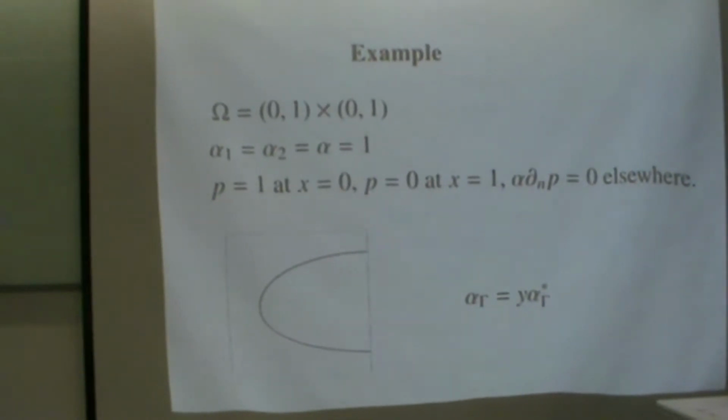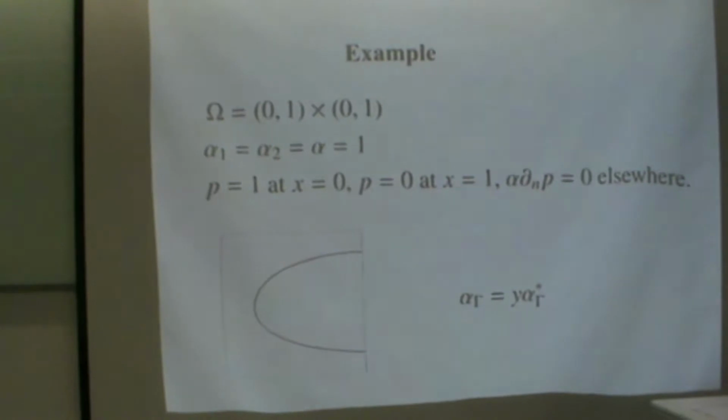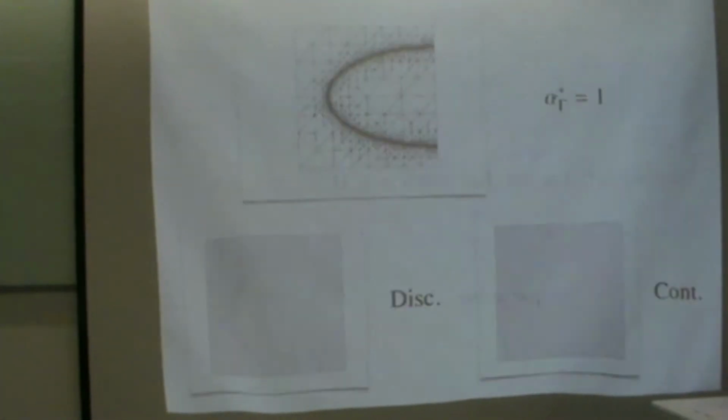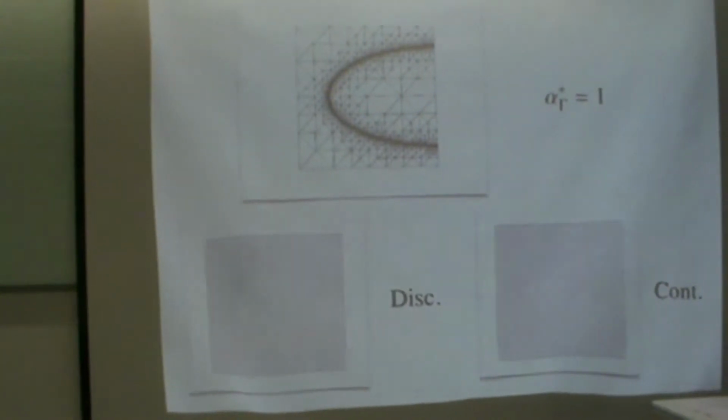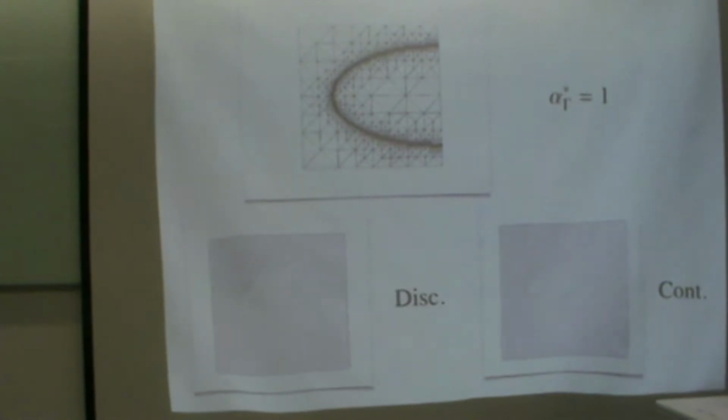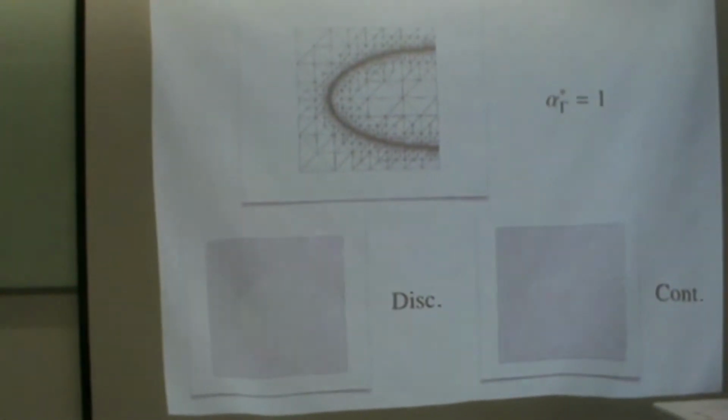And then I have porosity on the interface which increases with y so that I can have an unsymmetric solution. And then I simply compared on this mesh a discontinuous and a continuous solution. So these are the pressure isolines. So you can see that it's slightly more blurred in the continuous case. Of course, it has to be.